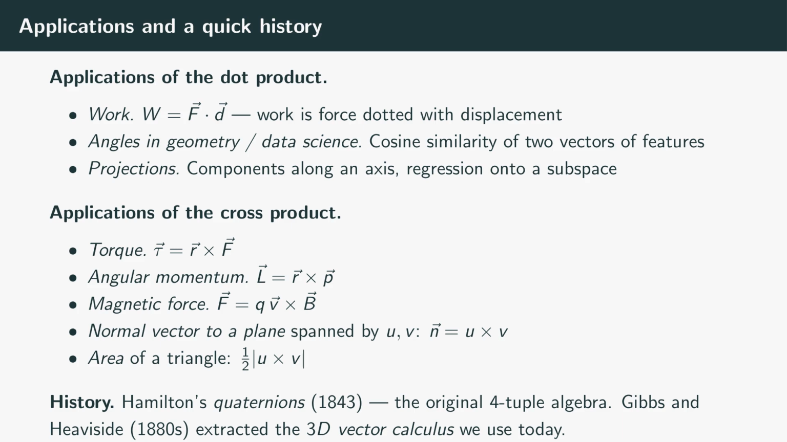For 40 years, quaternions were the standard tool for 3D physics. In the 1880s, Josiah Willard Gibbs at Yale and Oliver Heaviside in England independently extracted the vector pieces, dot product, cross product, vector calculus, from the quaternion framework. Their notation is what every engineering and physics student learns today. Quaternions themselves have returned in computer graphics as the preferred way to encode 3D rotations.